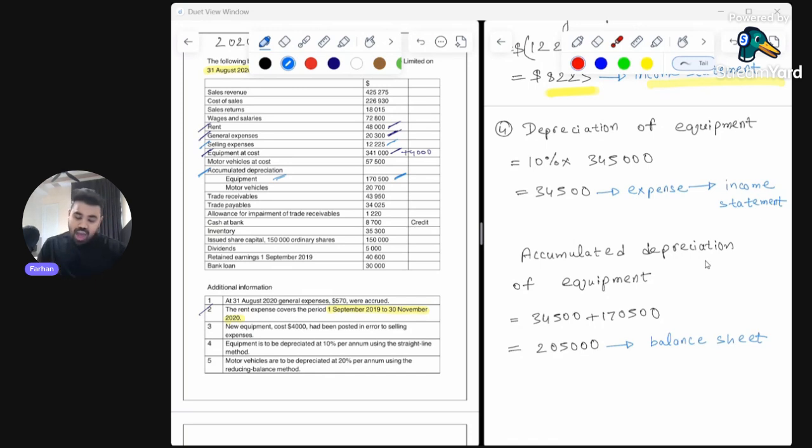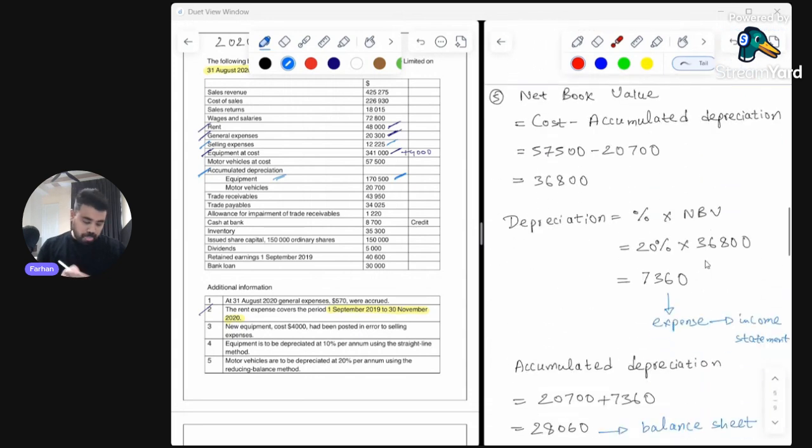Based on the balance that we were given in the list, you can see accumulated depreciation of equipment is $170,500. Now we have to add an additional $34,500, which is the depreciation expense we have incurred for the financial year ending 31st of August 2020. So the accumulated depreciation of equipment is $34,500 plus $170,500, which gives us $205,000, the amount that we will report in the balance sheet or the statement of financial position. Okay? All right. Now let's move to additional information number 5.